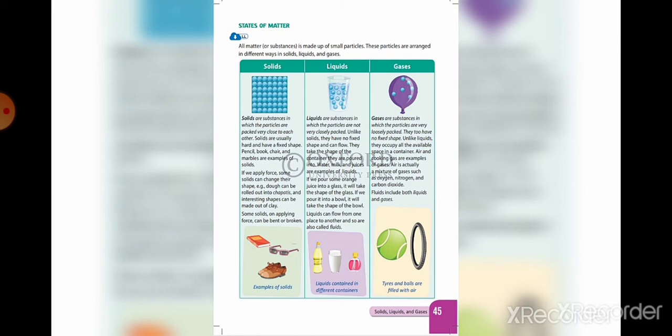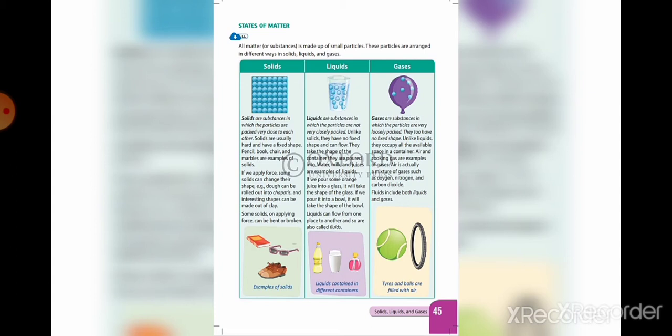Solids. All matter or substance is made up of small particles. What is a particle, children? The least possible amount of substance. It can be any substance, the least possible amount, for example tiny particles of dust. These particles are arranged in different ways in solids, liquids and gases. These are the three states of matter.